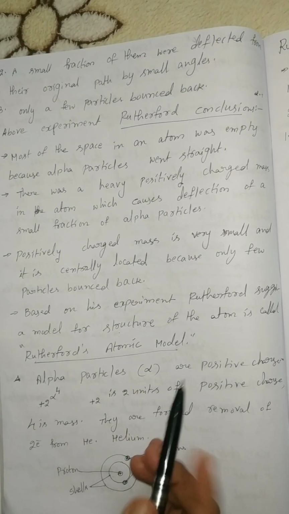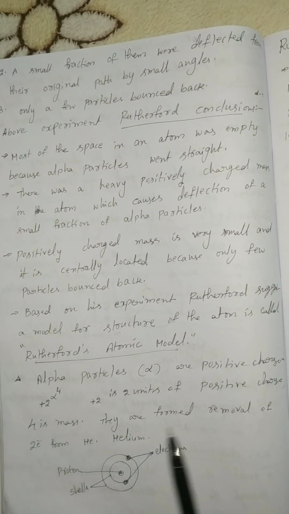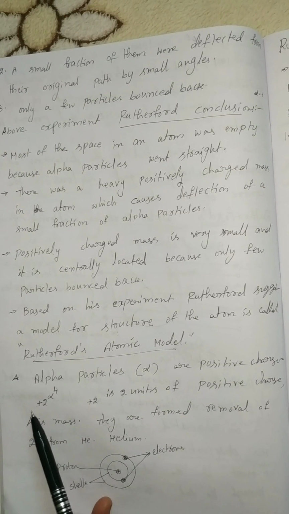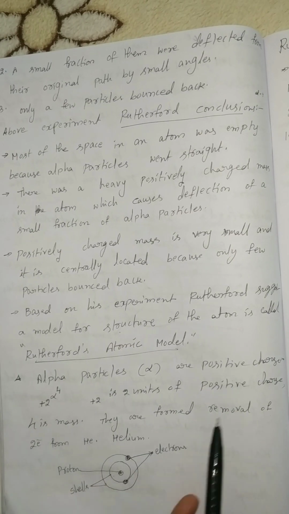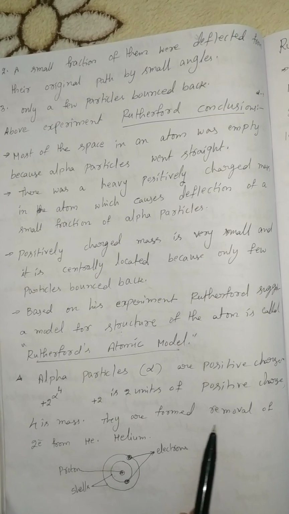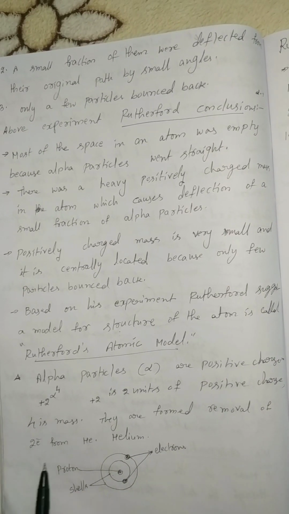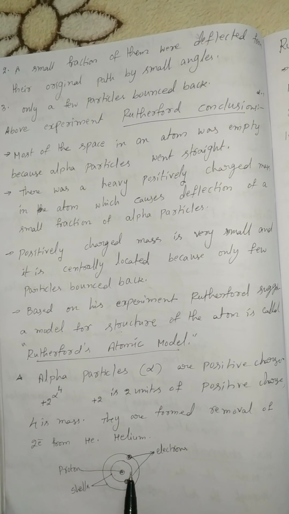Alpha particles. This is the alpha symbol. Alpha particles are positive charged, +2 alpha 4. +2 means 2 units of positive charge, 4 is the mass. They are formed by removal of 2 electrons from the helium. So these are the electrons in the orbits. Orbits are shells, same. This is nucleus.